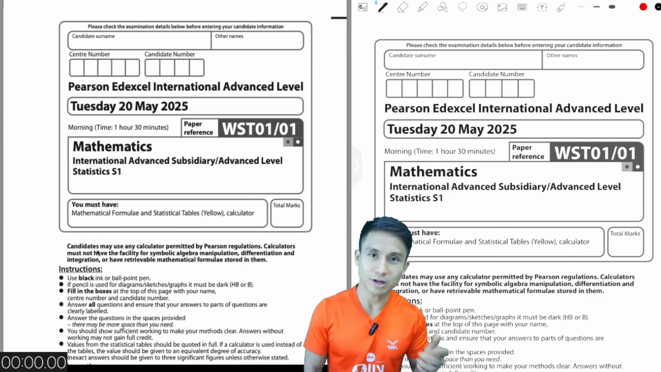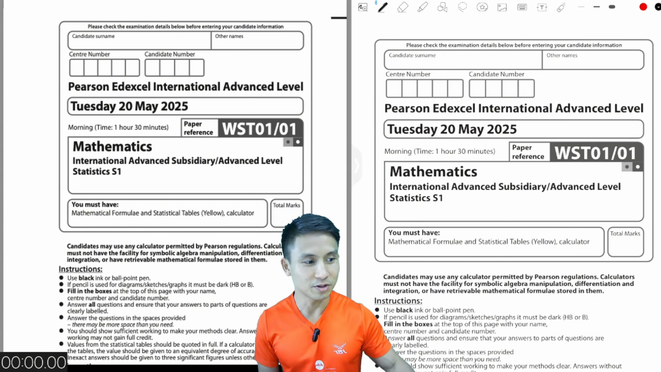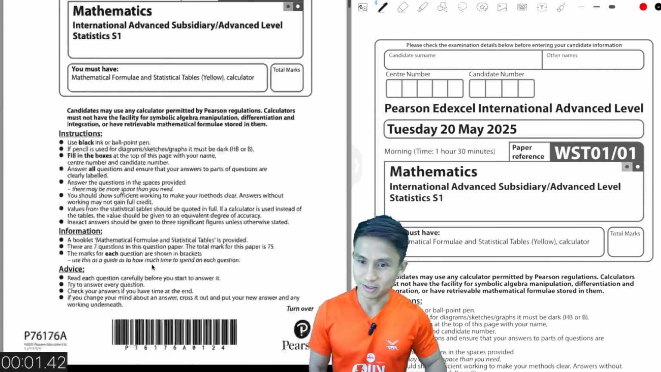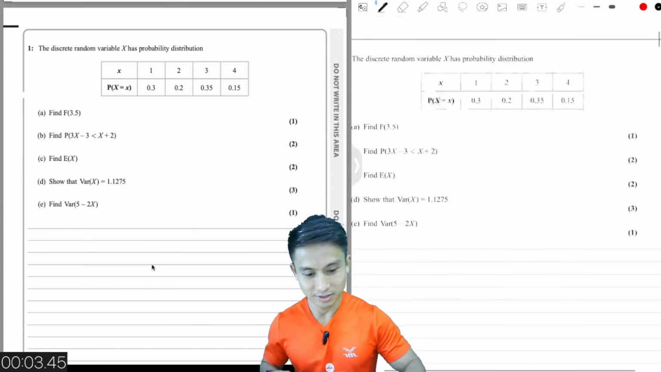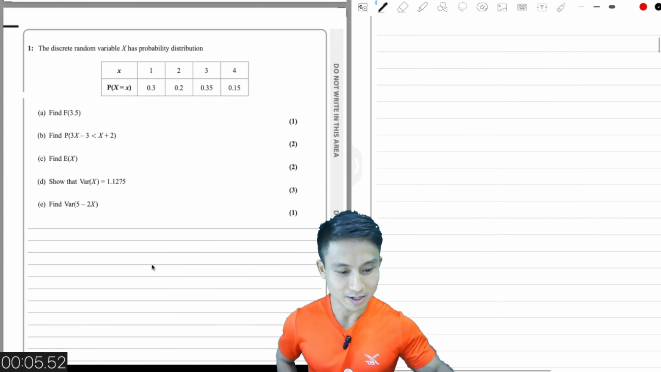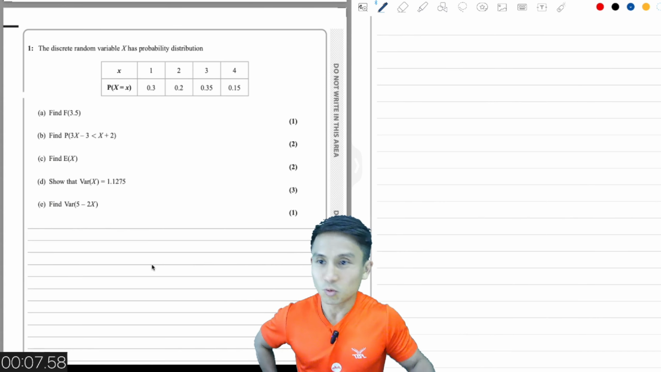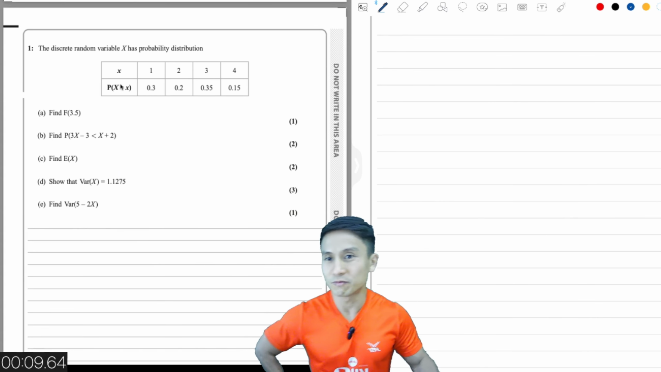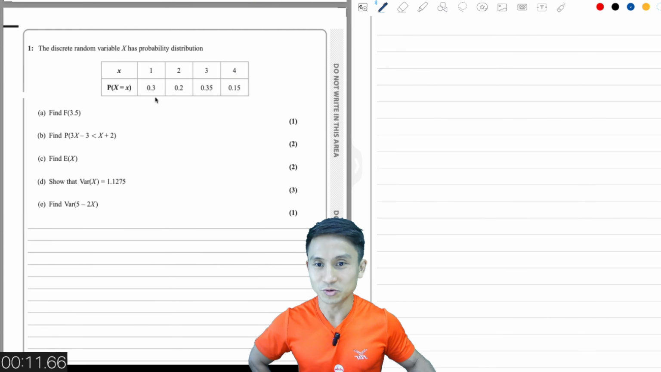Here's the paper. And I'm going to start the timer now. Okay, let's go. Number one, I'm going to do it here on the right side. Number one, we have a table of a discrete random variable X with the probability distribution here.